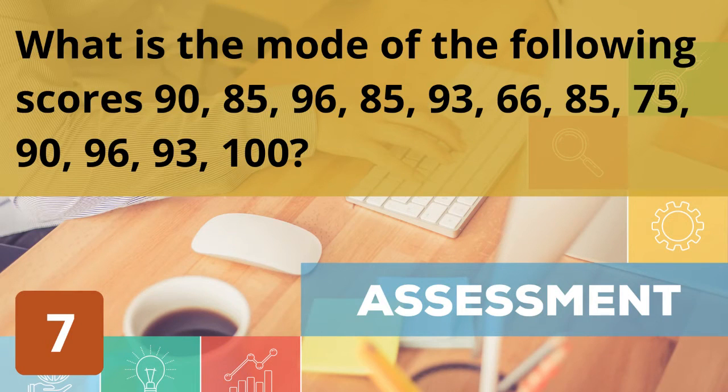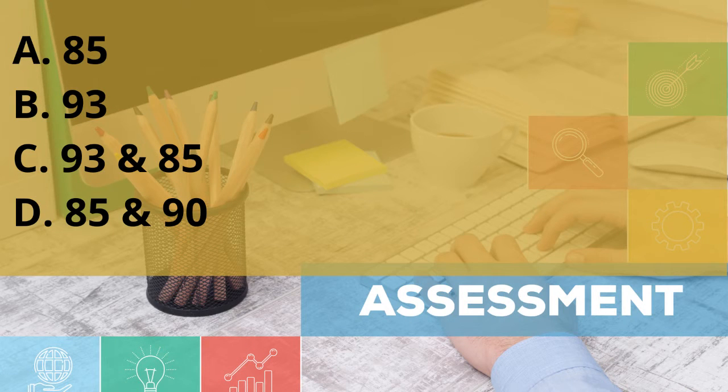Number 7. What is the mode of the following scores? 90, 85, 96, 85, 93, 66, 85, 75, 90, 96, 93, and 100. Letter A, 85. B, 93. C, 93 and 85. D, 85 and 90.